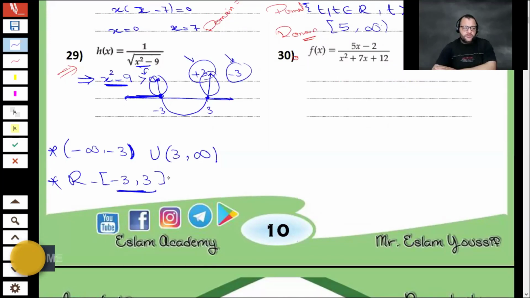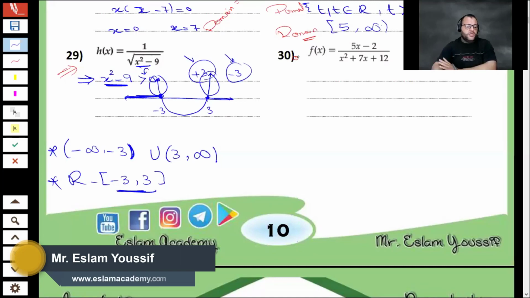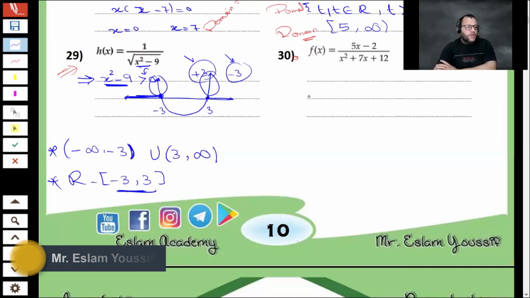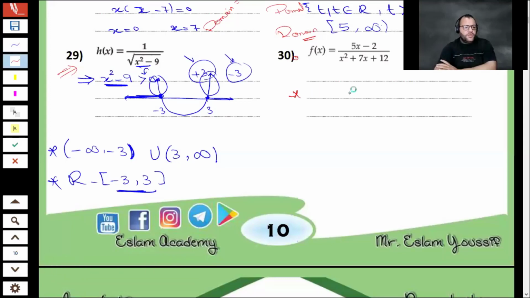What if I have the same function now? I write a question, solve this one. h of x equals the square root of x power 2 minus 9. How can we solve this one? And we have another question, which is the square root of x power 2 plus 9. How can we solve this one?